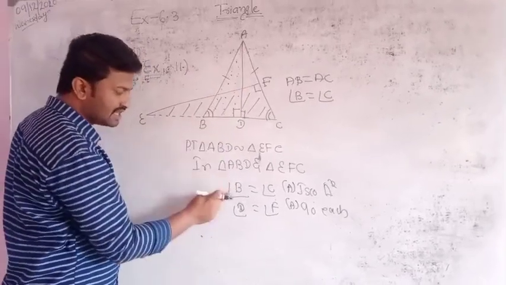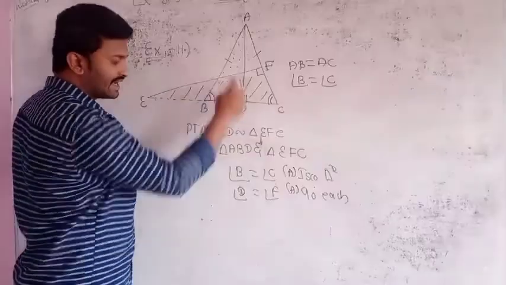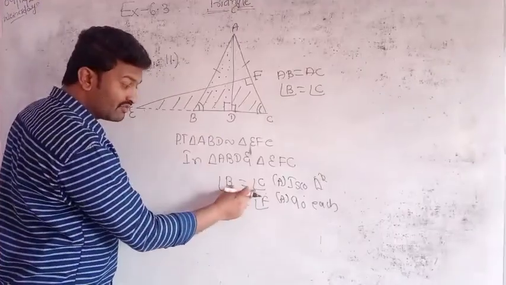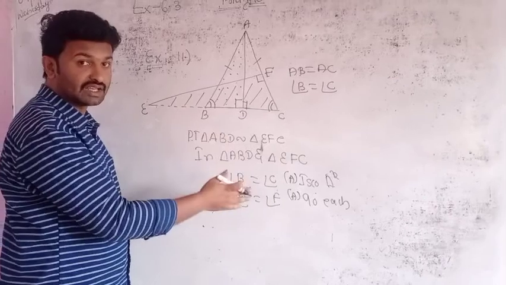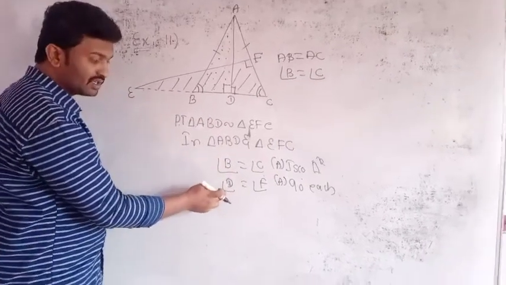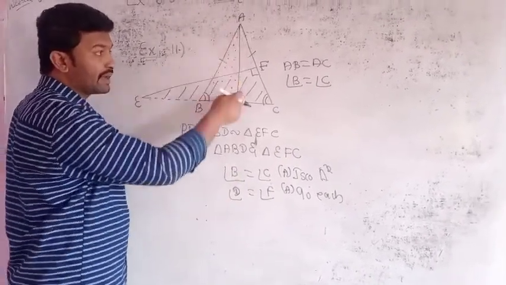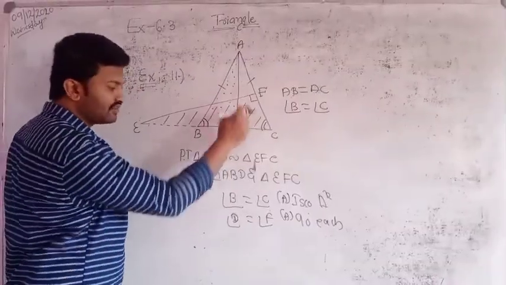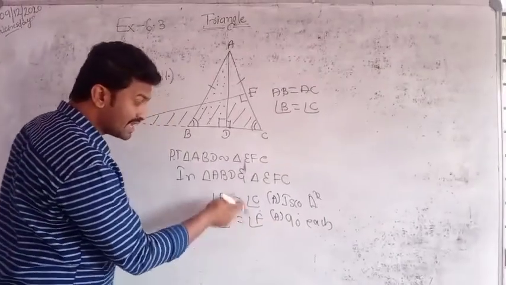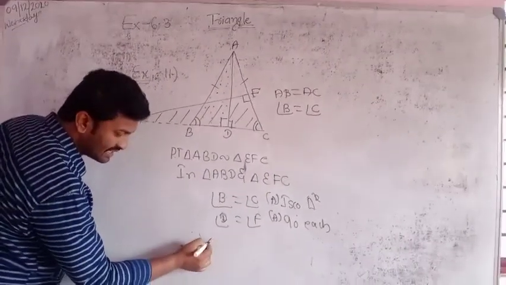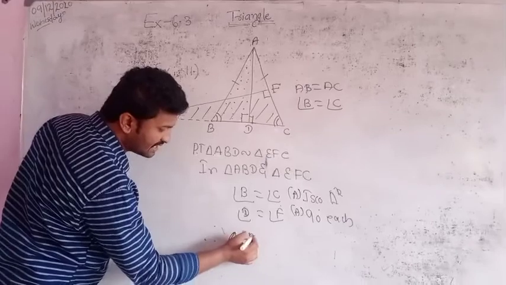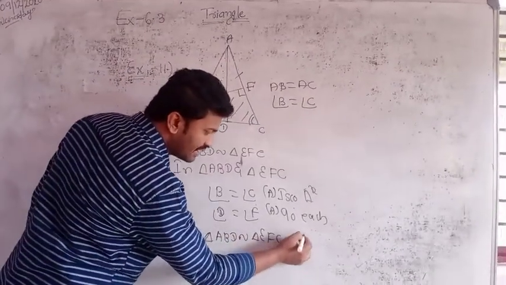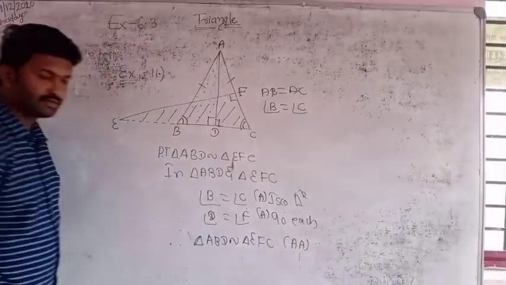This angle B is in this ABD and this C is in EFC. This one we got by the isosceles triangle property. And this one he has given as a hint, perpendicular. Perpendicular means D equals 90 degrees and F equals 90 degrees. Both are 90 degrees. By AA criteria, we can say that triangle ABD is similar to triangle EFC by AA criteria.